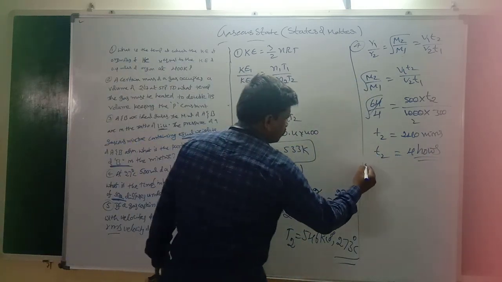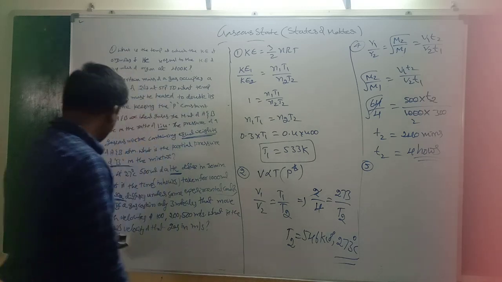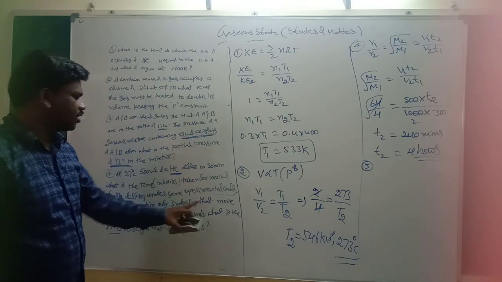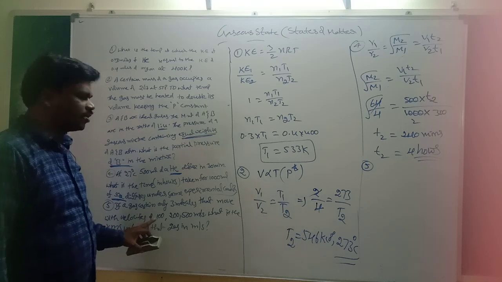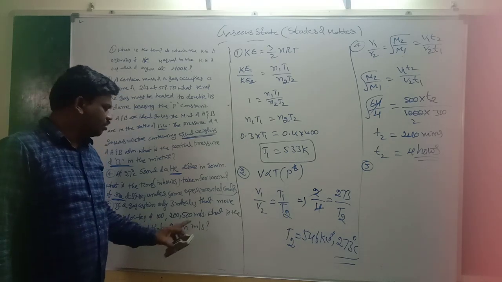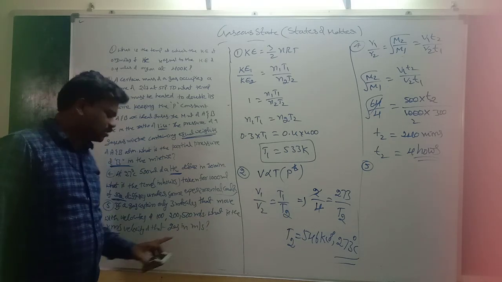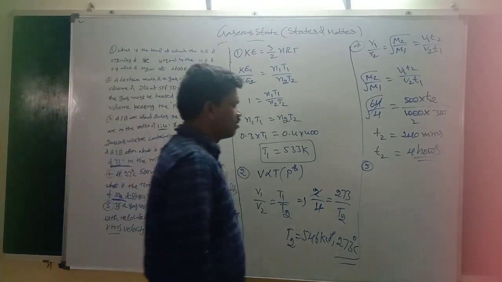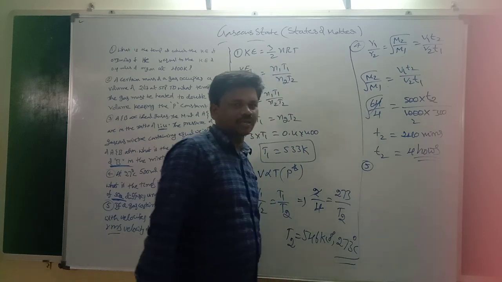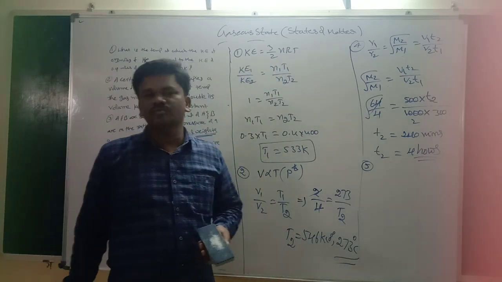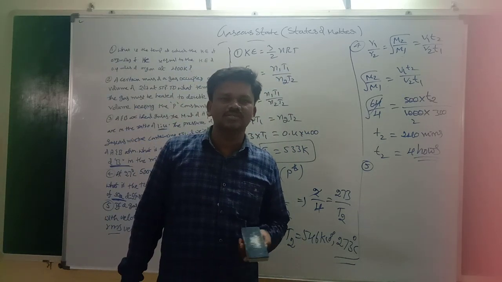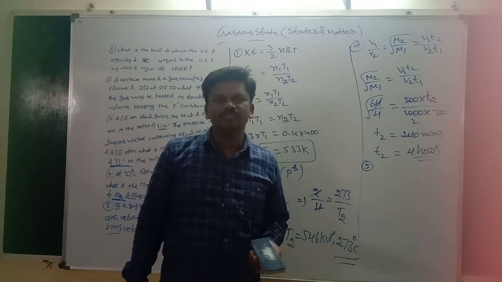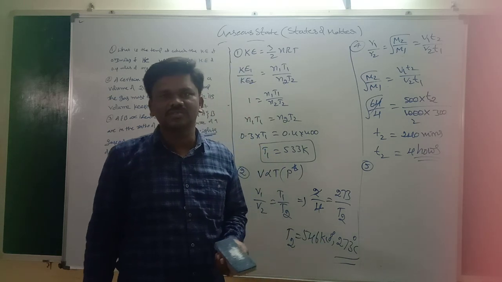Another one: if a gas contains only 3 molecules that move with velocities of 100, 200 and 500 meters per second, what is the RMS velocity of the gas in meters per second? First of all, RMS velocity is the square root of the mean of the squares of velocities of all the gas molecules present in a given sample of gas.